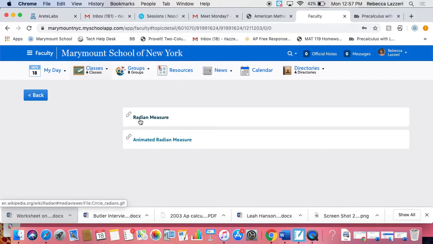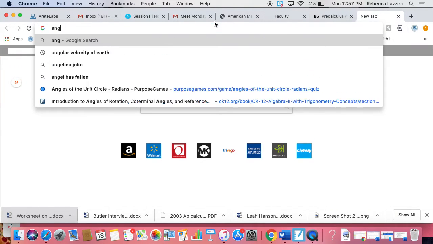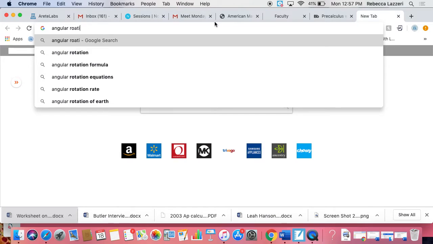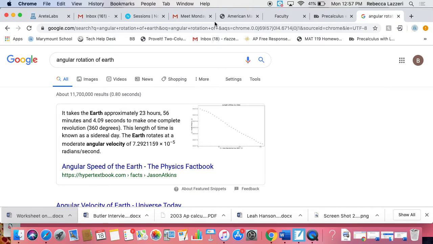So there are a lot of things in the world. You could be on a merry-go-round and spin 30 degrees or some form of radians, or the earth is spinning right now at a certain amount of radians per second. It's called angular rotation. It's really interesting, me starting to teach you radians, and it's the only time that you've heard radians. I wish you'd heard them for a long time, because people speak in them a lot. The Earth rotates at a moderate angular velocity of 7 point whatever radians per second.